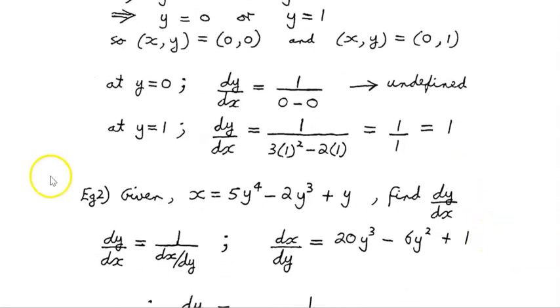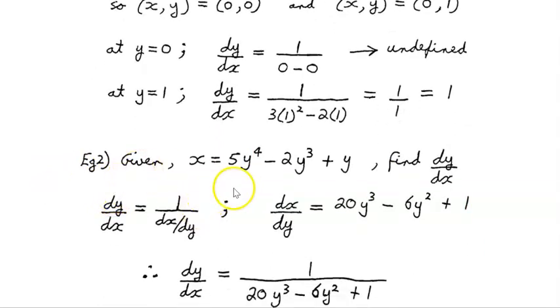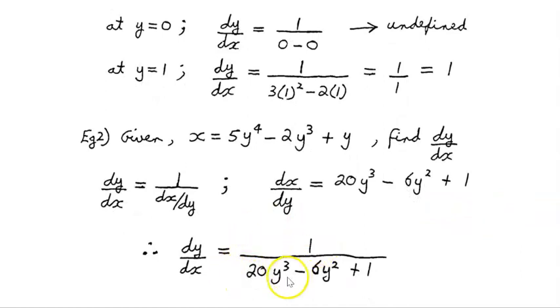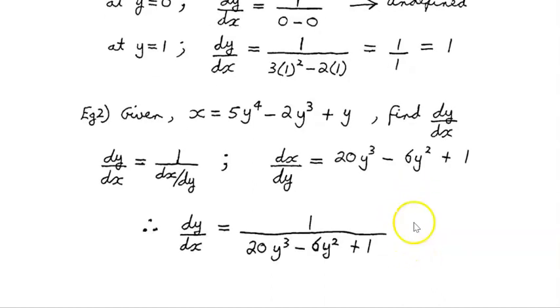Let's have a look at another example here. In example 2, given x equals 5y to the power of 4 minus 2y cubed plus y, find dy/dx. Well, dy/dx is the reciprocal of dx/dy. In this case, we can find dx/dy is 20y cubed minus 6y squared plus 1. Okay, and so that implies that dy/dx is just 1 over 20y cubed minus 6y squared plus 1. So we didn't really need to solve for y in terms of x. We can just go ahead and differentiate and then take the reciprocal. So it's a convenient technique that helps us all round.